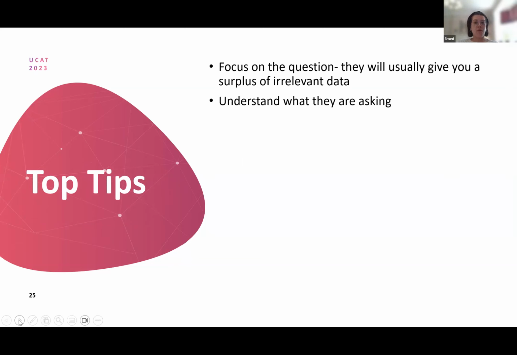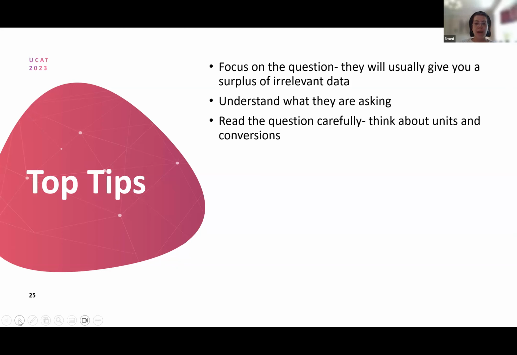And don't feel like you're going wrong if you're thinking, oh my God, I've not used most of this table. Try and think about what exactly they're asking. Read the question really carefully. Be careful about conversions. Be careful about units. If they ask you how many hours did this take and the question's in minutes, make sure you're converting. Don't get thrown off by that.